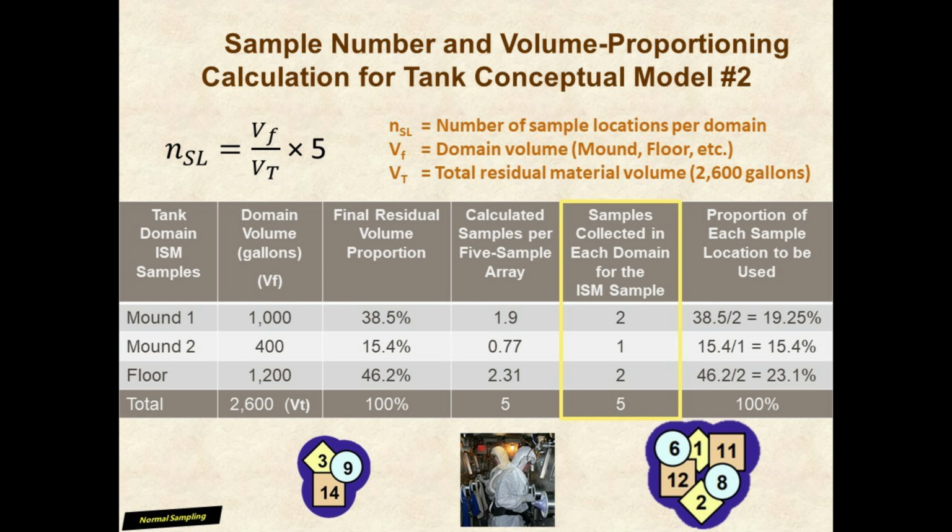Based on the ratios, this table confirms that Mound 1 requires 2 samples, Mound 2 requires 1 sample, and the floor material requires 2 samples. This process applies to each of the 3 ISM samples. Finally, the right column shows the Mound 1 and floor proportions are divided by 2 to accommodate the 5 increments needed for each sample array.